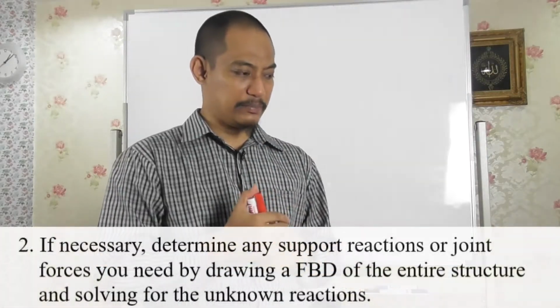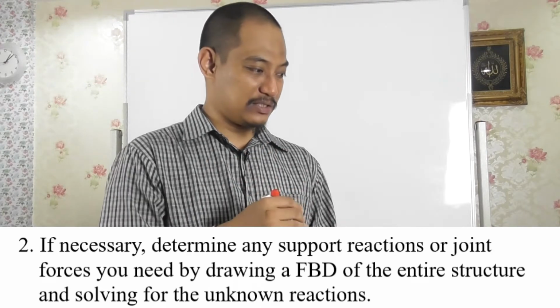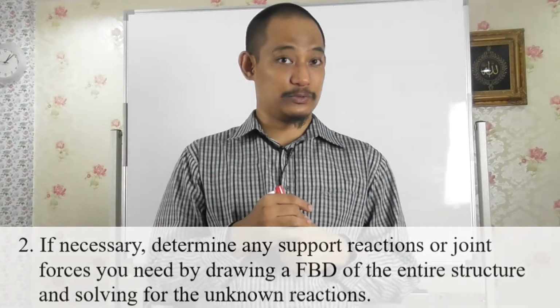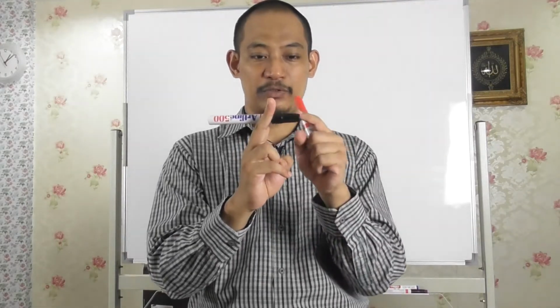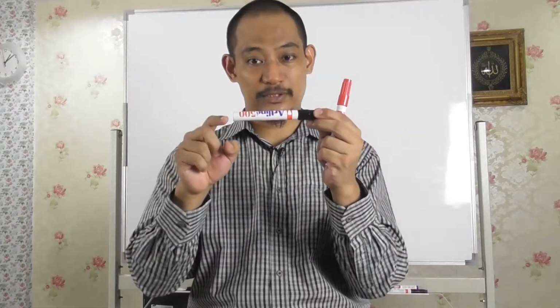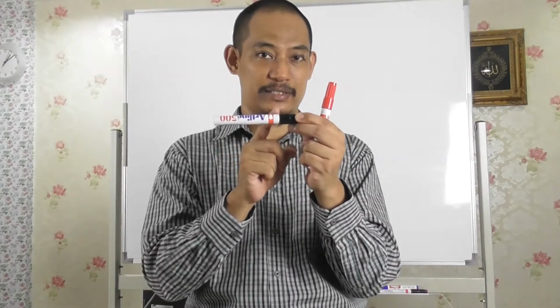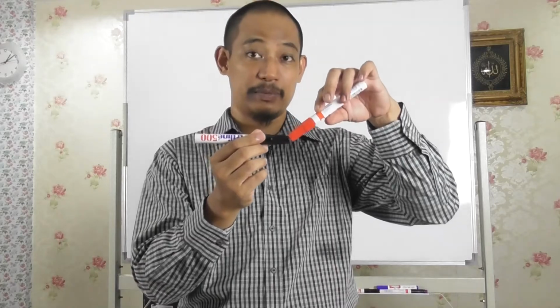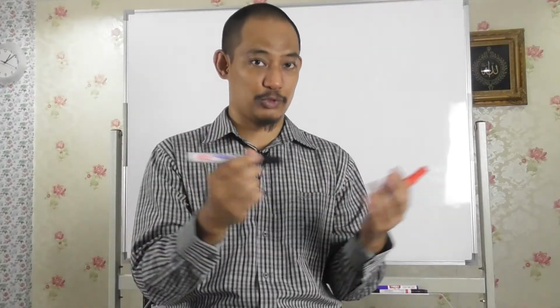If necessary, determine any support reactions or joint forces you need by drawing a free body diagram of the entire structure and solving for the unknown reactions, right? When you cut at this point, regardless of whether you take this side or this side, you have to know what the forces are here or here, right? If all of these are still unknown, then you will not be able to solve for the internal force here. So all the unknowns should be known first. If you have a support reaction here or a connection with another member, sometimes you have to solve that first, depending on the structure and the question, right?